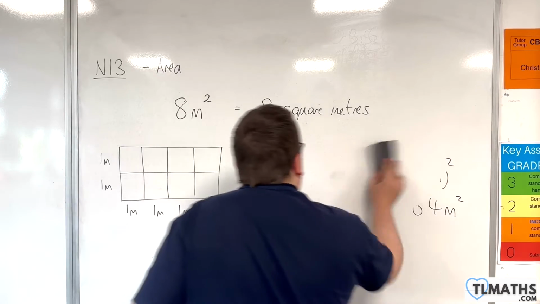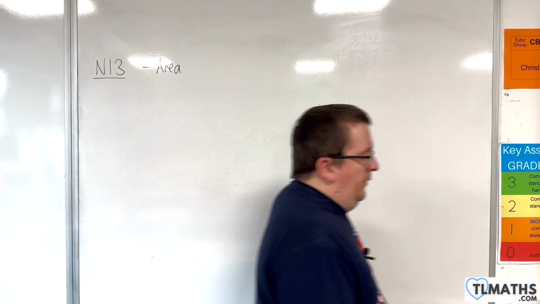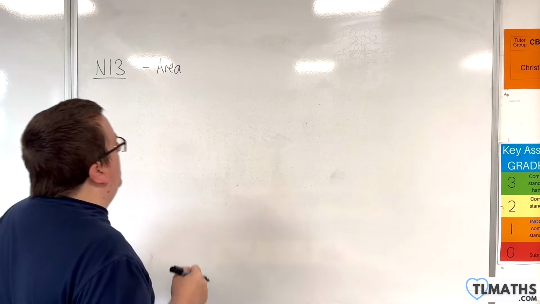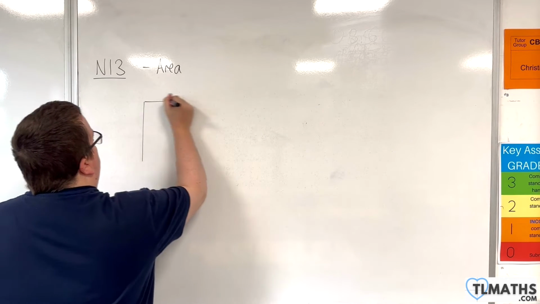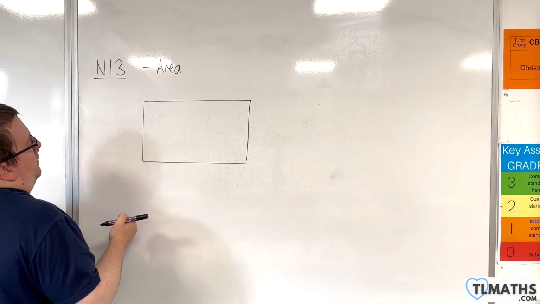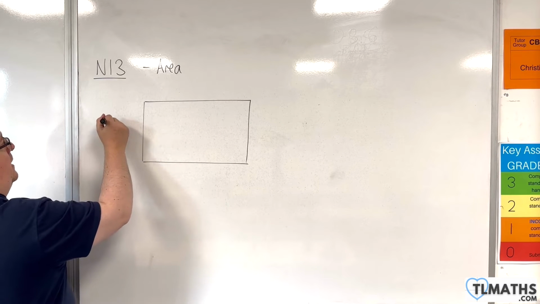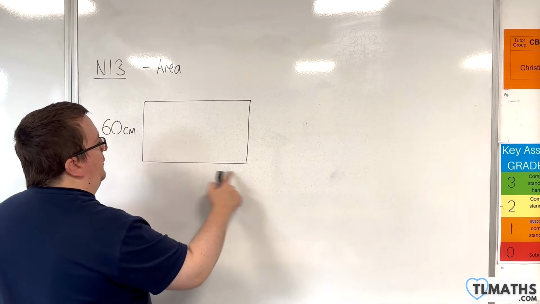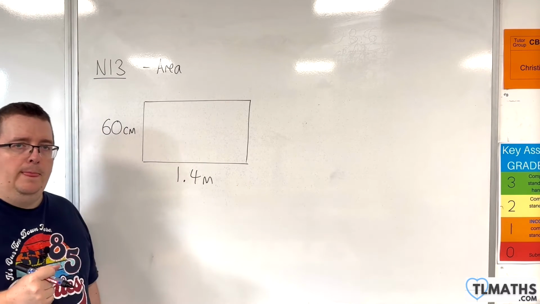Now, let's move into the actual kind of units that we work with. So let's say we want to work out the area of a rectangle. And here is my rectangle. And the lengths of the sides, let's say that this length is, let's go with 60 centimetres. And this length is 1.4 metres.